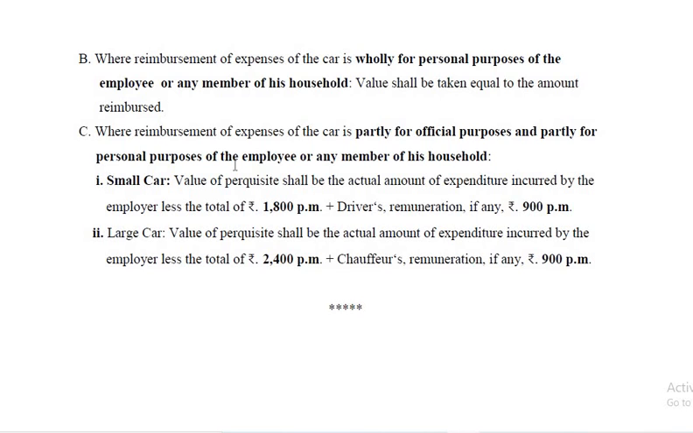Here again it depends upon small car or big car. If it is a small car, what is the actual amount of expenditure incurred by the employer? The amount reimbursed by the employer minus the total of rupees 1,800 per month because the car is a small one, and driver's salary 900 per month. The total must be deducted from the actual amount of expenditure incurred by the employer. Second, if the car is a large one, the value of perquisite shall be the amount of expenditure incurred by the employer, whatever expenditure has been incurred or reimbursed, minus, since it is a bigger car, the total of 2,400 per month plus driver's remuneration, if any, 900 per month. So the total of these two should be deducted from the actual amount of expenditure.